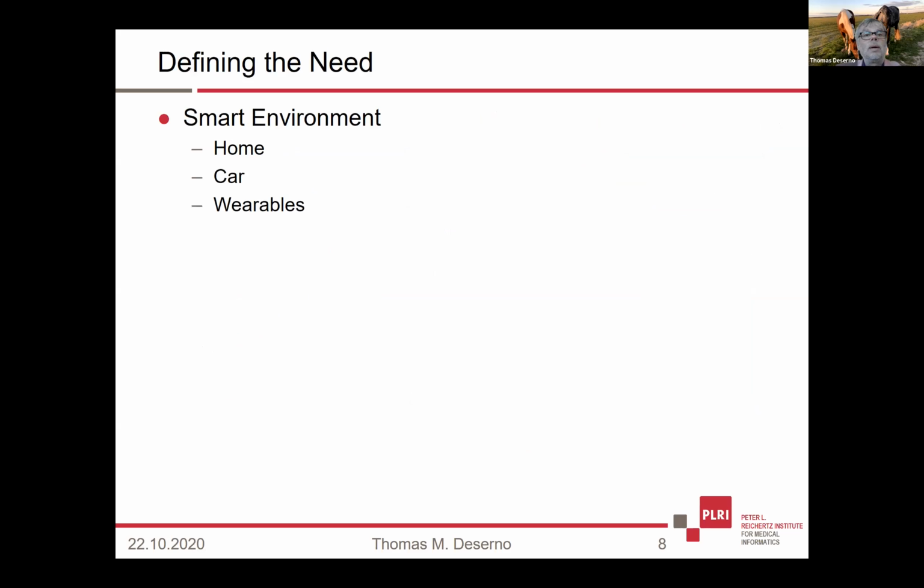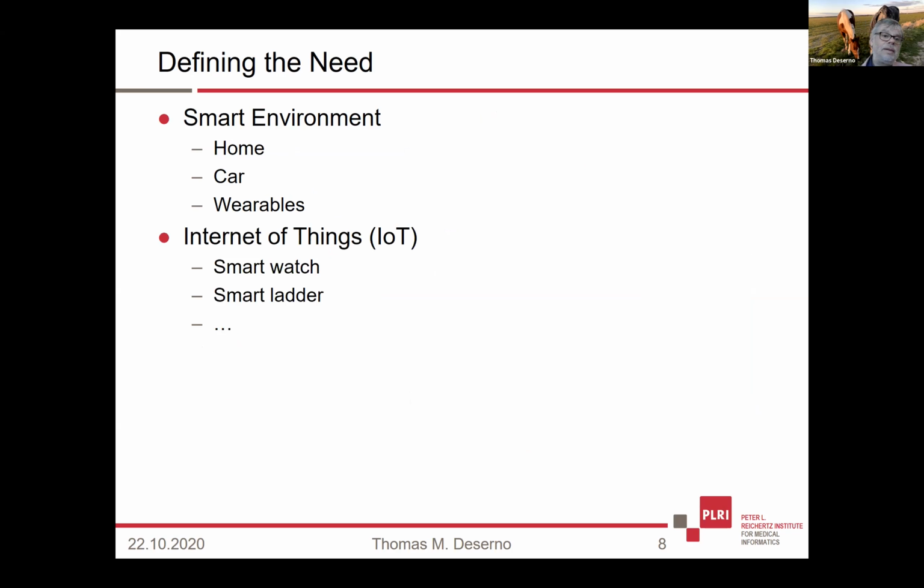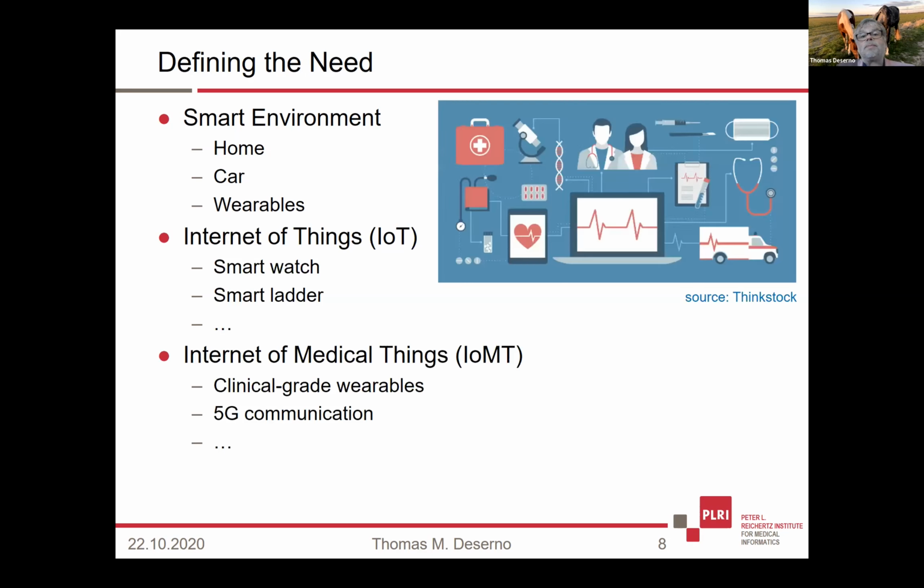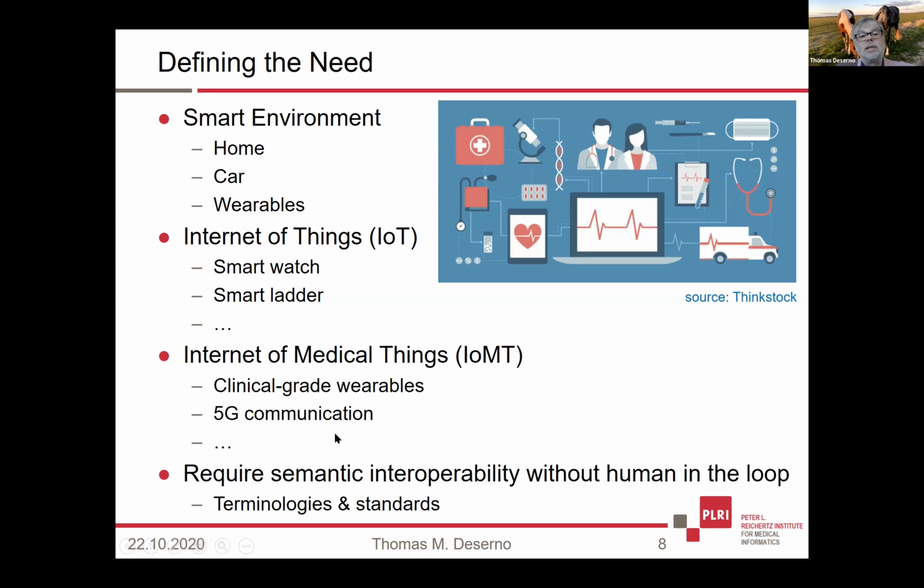So defining the need. Why do we need more standards and terminologies in this early rescue chain? So we look to smart environments such as home, cars, wearables, and the Internet of Things, smartwatch, smart ladder. There will be a ladder, detecting a fall from the highest ladder, and maybe being able to send a rescue call. And we also have the Internet of Medical Things, for instance, wearables, 5G communication, and so on.